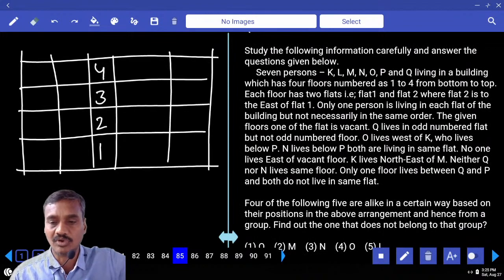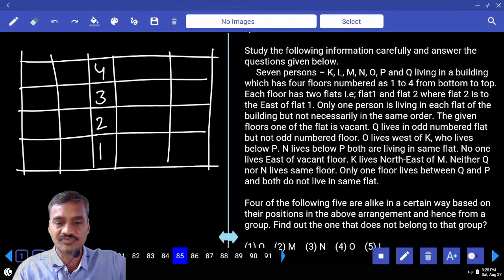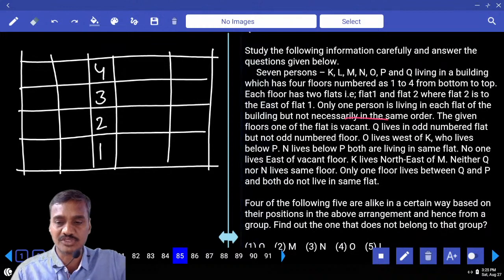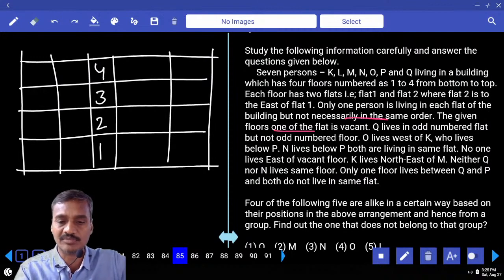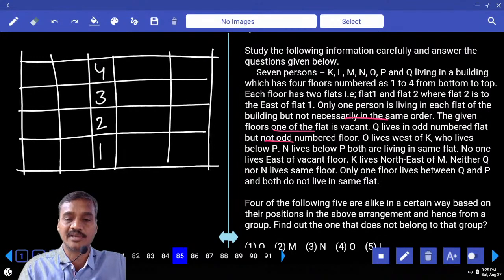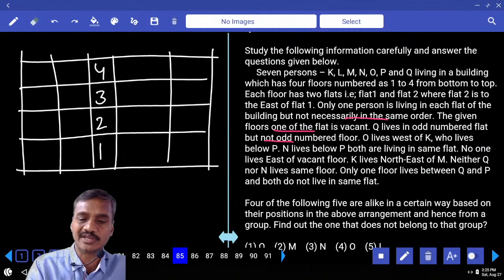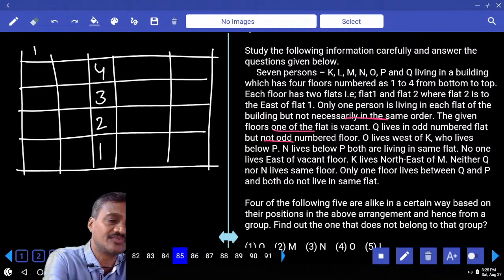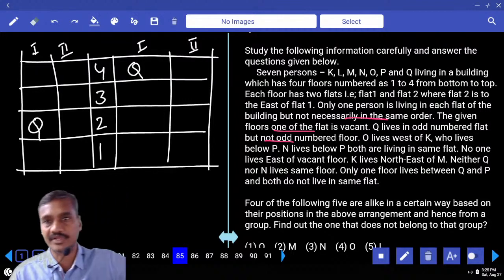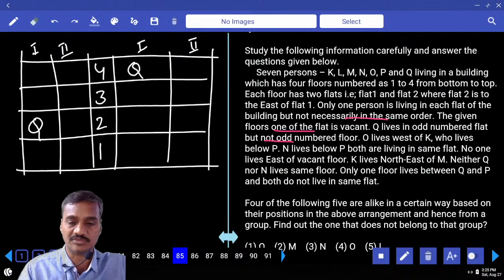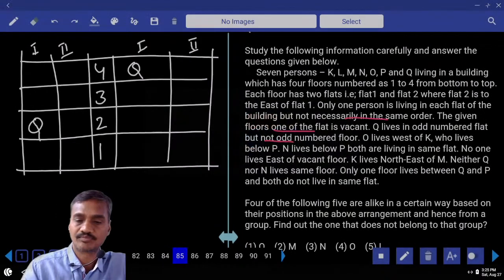The next one. Only one person is living in each flat of the building, but not necessarily in the same order. Among the given floors, one of the floor is vacant. And Q lives on an odd numbered flat, but not an odd number floor. That means Q lives on the first flat, but not an odd number floor means this Q must be second floor first flat or fourth floor first flat. And together, how many possibilities we have? 2 possibilities.